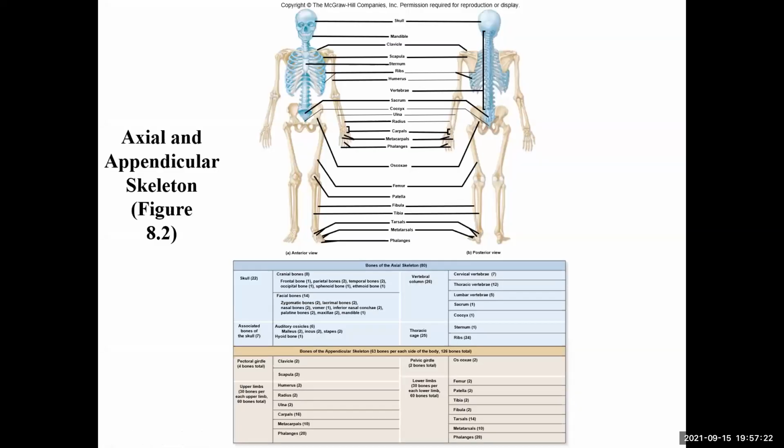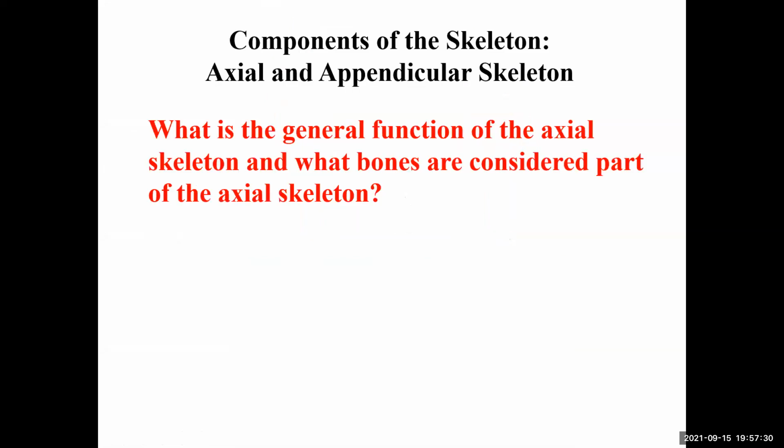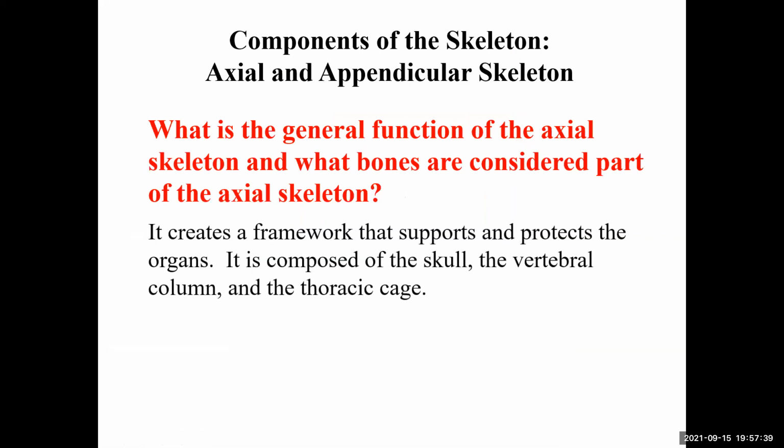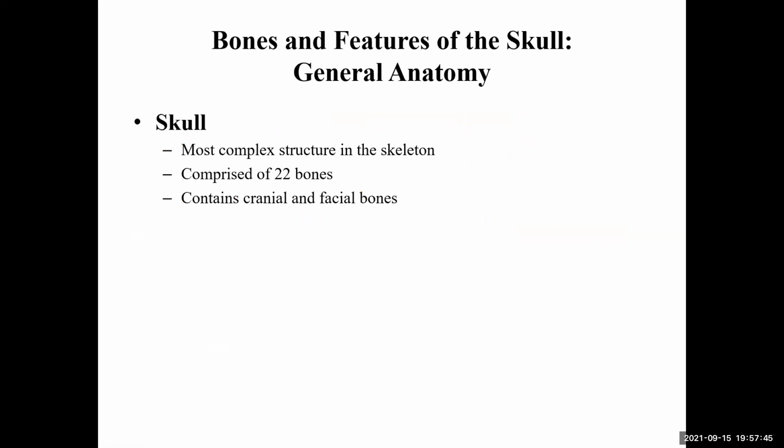This picture right here is just showing you the bones that make up which divisions of the skeletal system there. So what is the general function of the axial skeleton and what bones are considered part of the axial skeleton? It creates a framework that supports and protects organs. Okay, it's the skull, the vertebral column, and the thoracic cage. So what I'd like to do now is start off by talking about the skull.